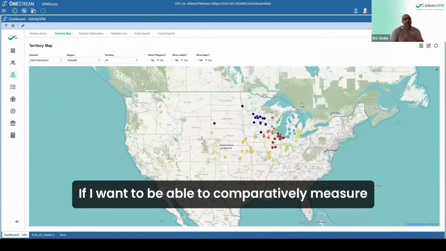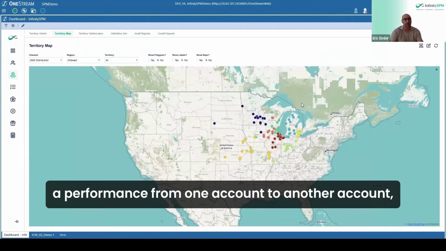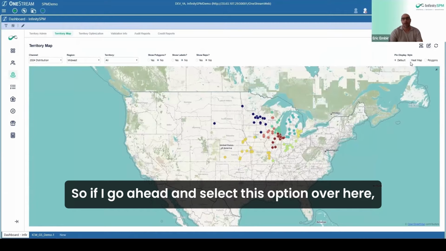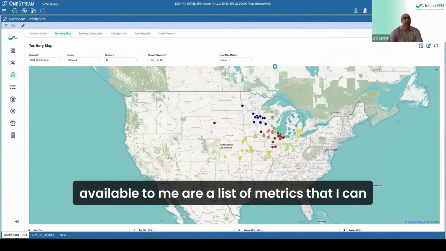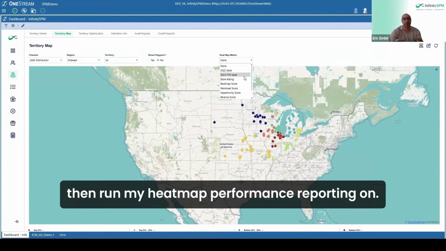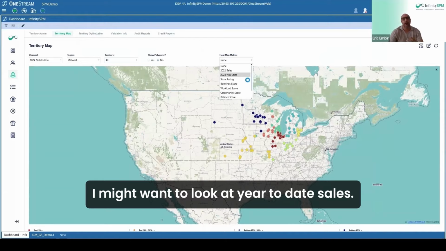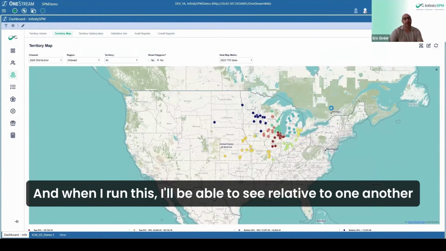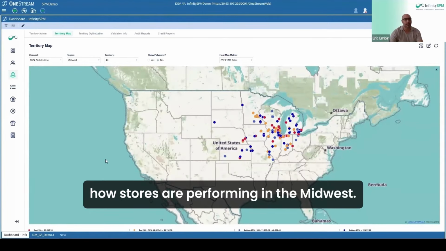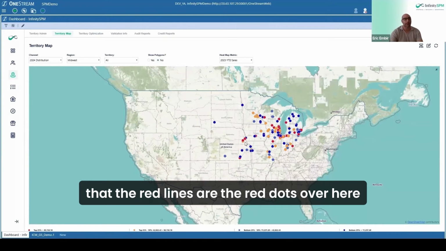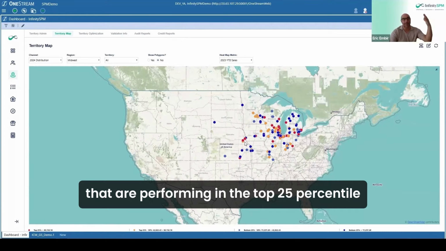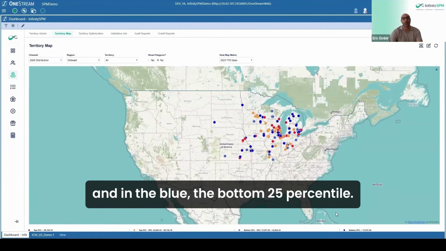If I want to be able to comparatively measure performance from one account to another account, you can also do heat map reporting as well. So if I go ahead and select this option over here, available to me are a list of metrics that I can then run my heat map performance reporting on. In this particular case, I might want to look at year-to-date sales. And when I run this, I'll be able to see relative to one another how stores are performing in the Midwest. So my legend here suggests that the red dots over here represent your accounts that are performing in the top 25 percentile, and in the blue, the bottom 25 percentile.